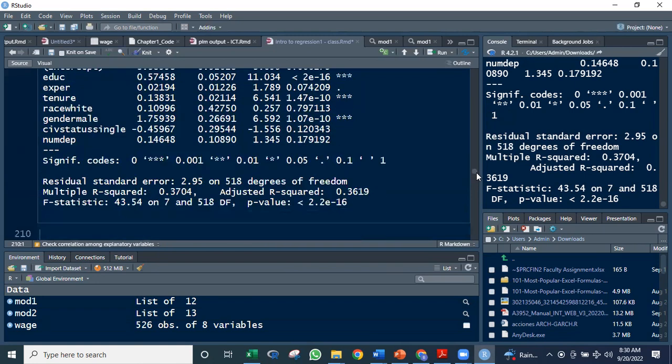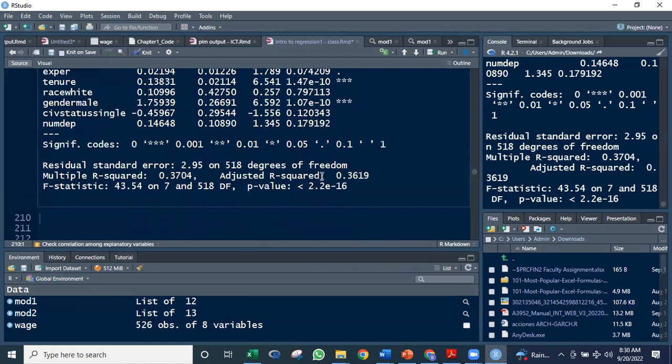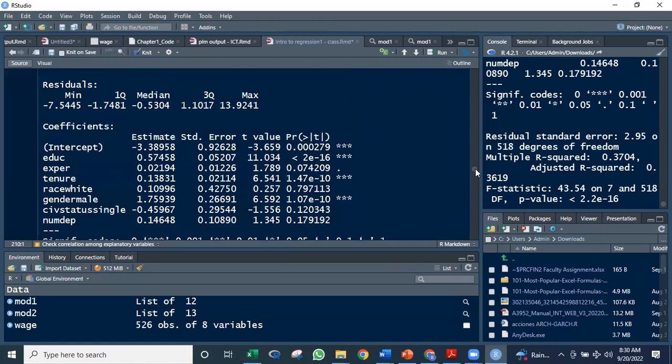Okay, so we have some information about your overall goodness of fit. The F statistic is 43.54 on 7 and 518 degrees of freedom. The p-value is 2.2 to the negative 16. Okay, let's quickly interpret this.